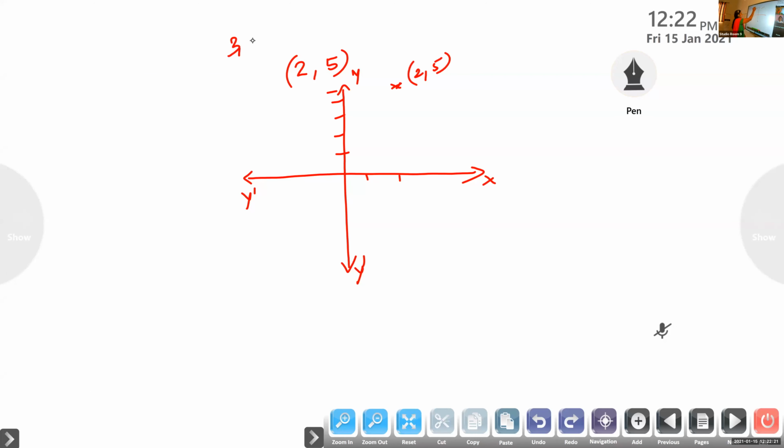Suppose you are given (3, minus 2). How will you plot it? Along x we will take 3 and along y we will take minus 2. So this is the point (3, minus 2), isn't it? This is what we have learned: how to locate an ordered pair in a Cartesian plane.